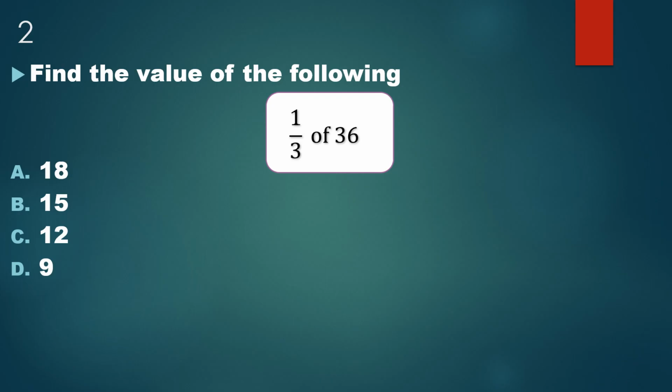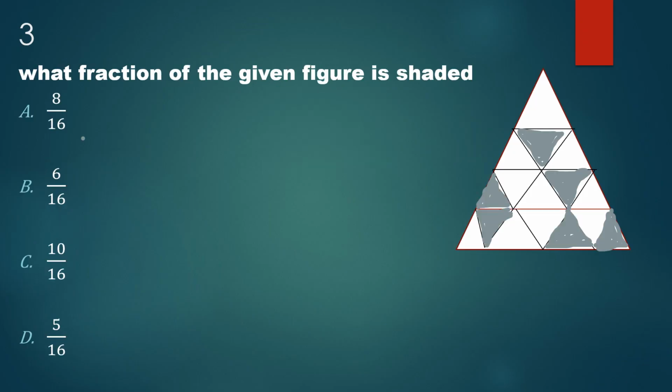Second, find the value of the following: 1 by 3 of 36. So 1 by 3 of 36 we can write directly as 1 by 3 into 36. Okay. So 3 ones are 3, 3 twelves are 36. So answer is C.